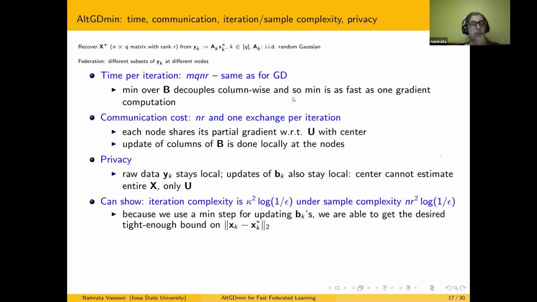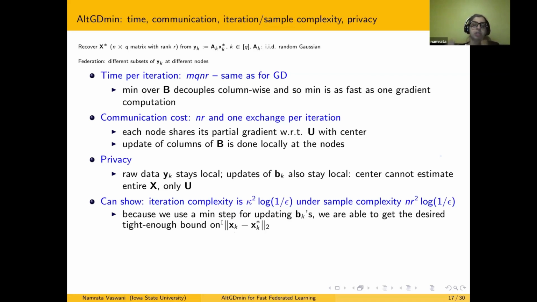So the entire computation is over U, right? The communication cost is as good as it can get. Privacy is ensured for free. Your raw data YK stays local. Your updates of BK also stay local. So each node, my node K, cannot estimate the entire X. It can only estimate U.